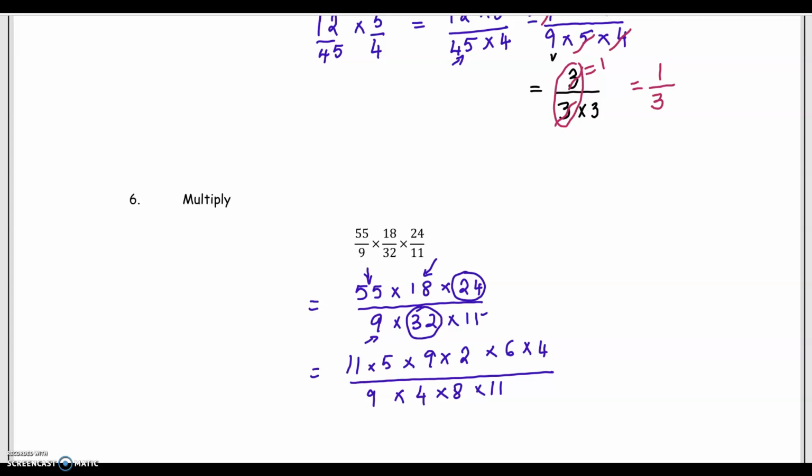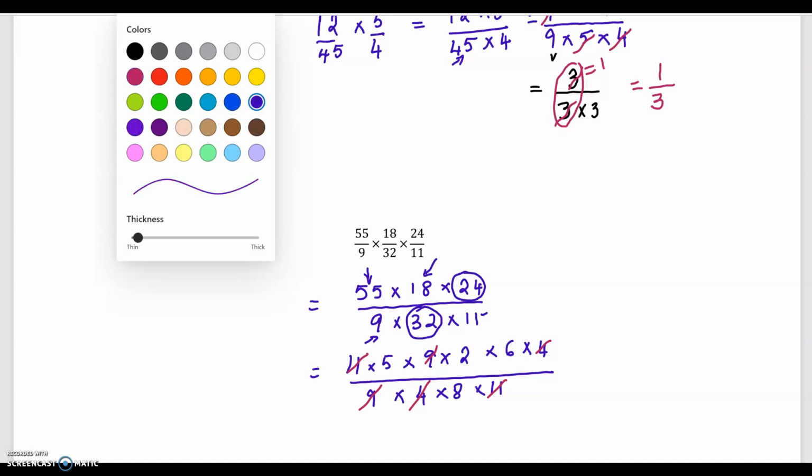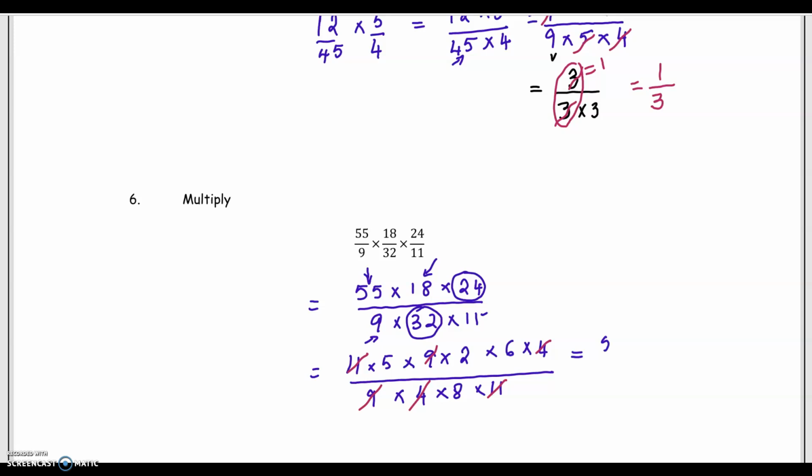If that is missing, like if I don't remember my multiplication tables, this is going to be a very difficult task, because then I'd have to break down everything and cancel common factors. I'm going to show you in a minute that it might take longer. So let's see, I'm going to cancel first. 9/9 is a 1. 11/11 is a 1. 4/4 is a 1. And now let me write down what's left, and that is 5 times 2 times 6 over 8.